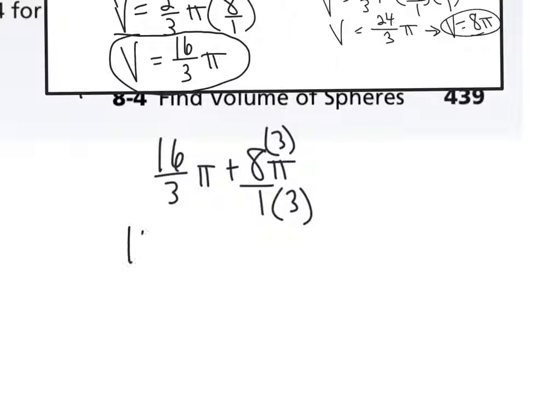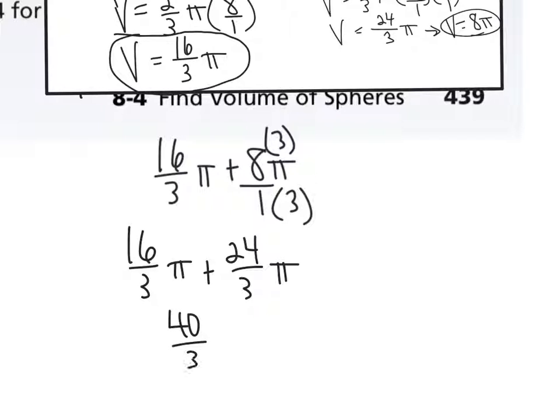So we'd have 16/3 pi plus 24/3 pi. At that point, since our denominators are the same and they both have pi's next to each other, these are kind of like terms, kind of like if we had 16/3 x and 24/3 x, that we were allowed to combine those. So that would be 40/3 pi. And then at this point, we could put in the 3.14 for pi.